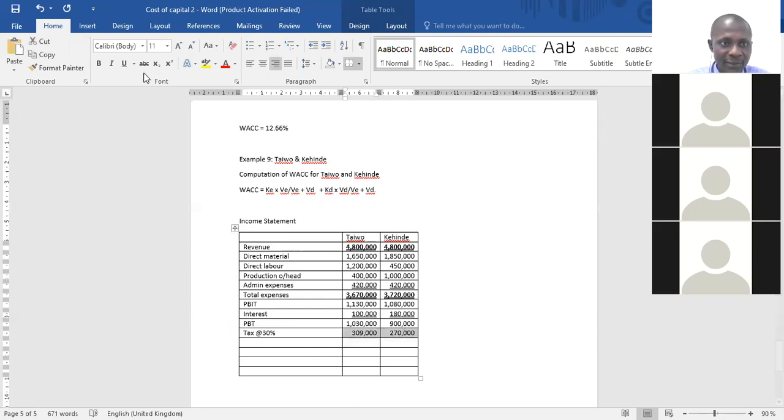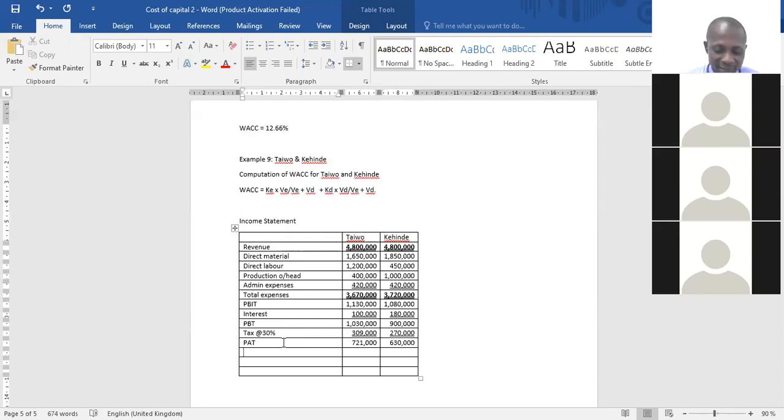Now, this will give me my profit after tax, PAT. What's our profit after tax? 1,030,000 minus 309,000 is 721,000 for Taiwo. And for Kainde, we have 900,000 minus 270,000. That's 630,000. That's our profit after tax.